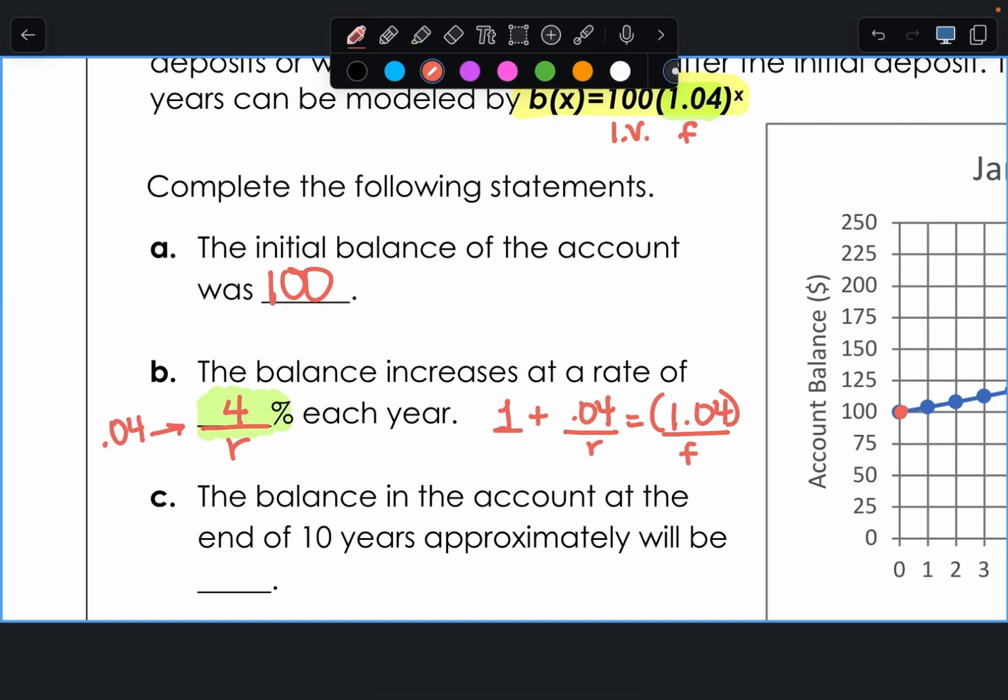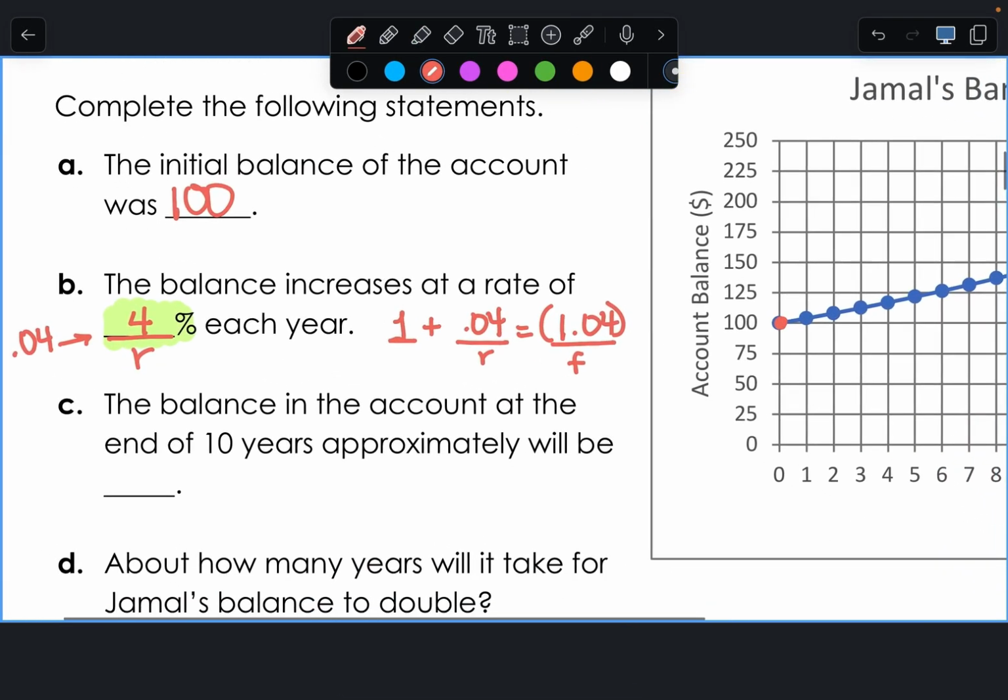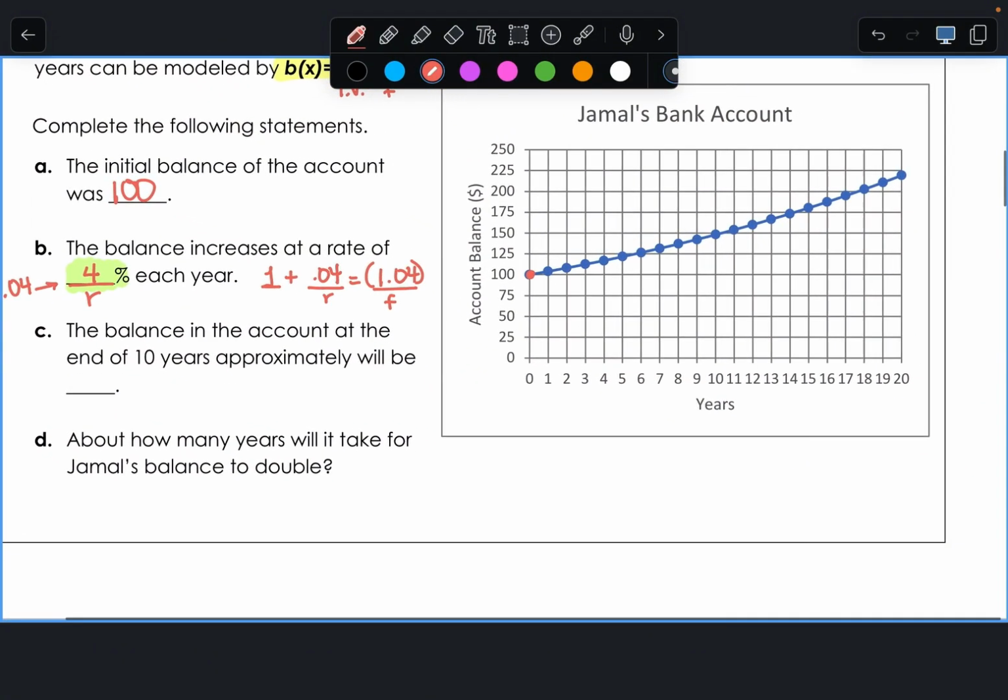The balance in the account at the end of 10 years will approximately be what? 150. You go to the number 10 and you go back across. 150. Jamal's not very good at saving.